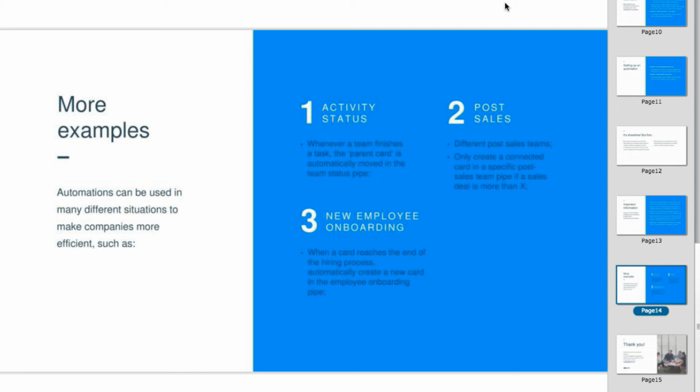The third and last example is new employee onboarding. We can set up a connection and an automation so that whenever a card reaches the end of the hiring process, we automatically create a new card in the employee onboarding pipe.